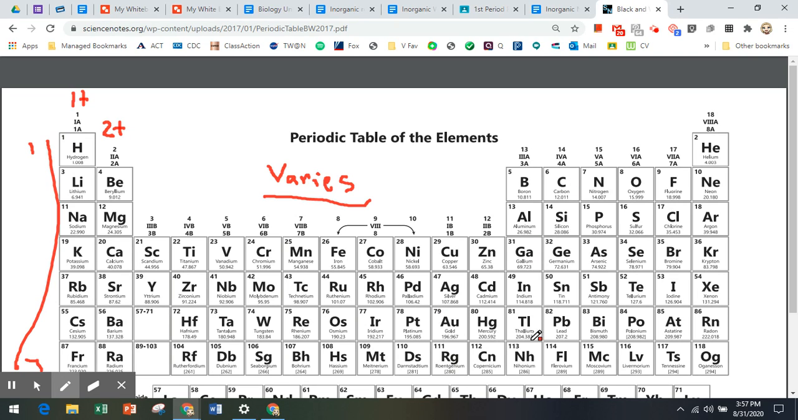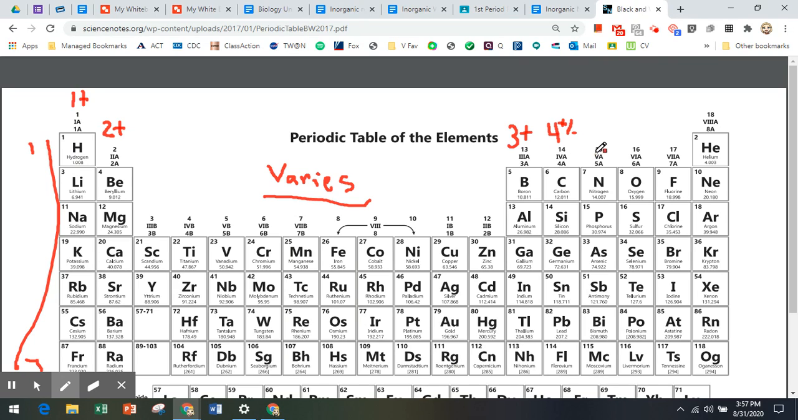When we go over to group 13, it has 3 valence electrons. If it loses those 3 valence electrons, it'll have a 3 plus charge. So again, everything in that group, all the way to the bottom, has a 3 plus charge. Carbon has 4 valence electrons, and it can either gain or lose, so it could have a 4 plus or a 4 minus charge.